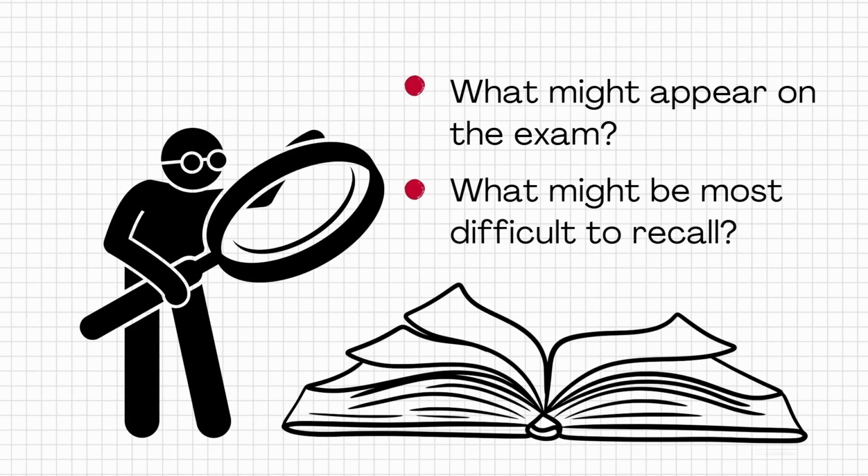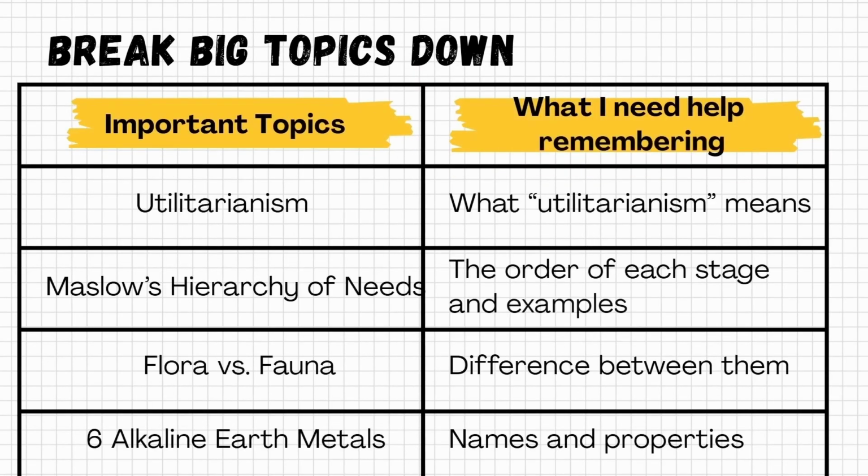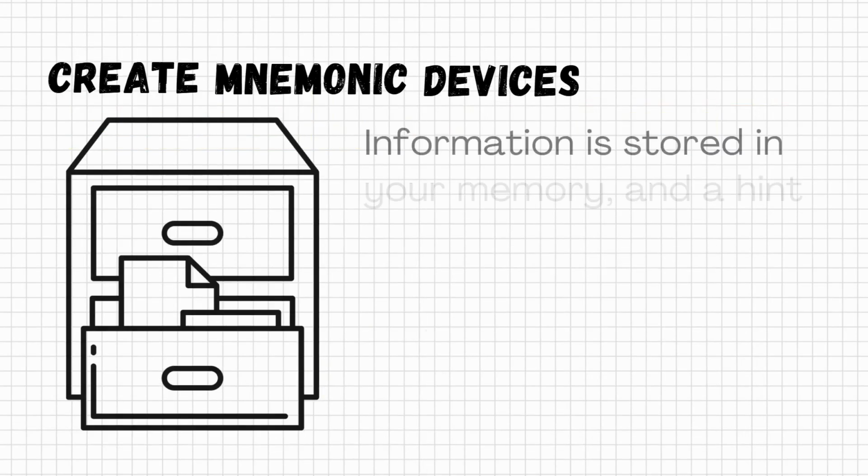When reviewing course material, identify what topics might appear on the exam and what parts of them might be the most difficult to recall. You need to plan ahead by identifying important topics and breaking them down into the parts that are the most difficult recalling, because you cannot include all course content on a memory aid, and overcrowding it can make finding relevant triggers during the assessment more challenging.